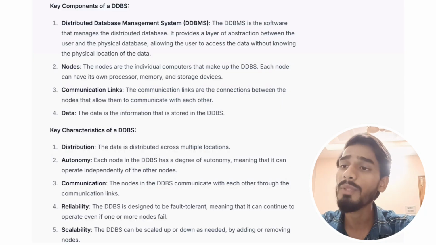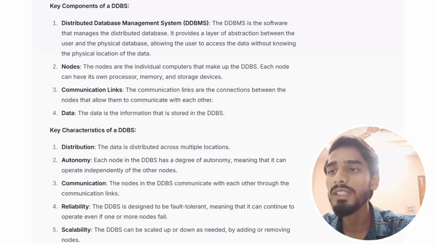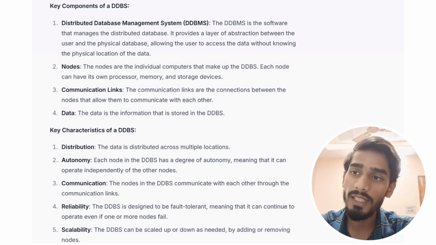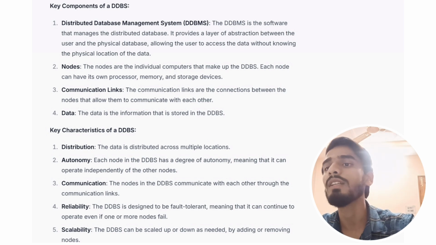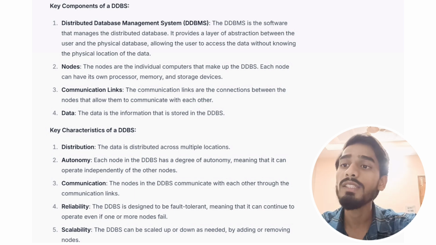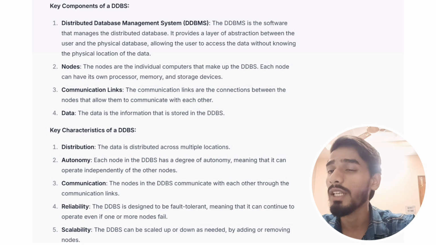Now let us see some key components of a distributed database system. Distributed database management system. The distributed database management system is the software that manages the distributed database. It provides a layer of abstraction between the user and the physical database, allowing the user to access the data without knowing the physical location of the data. Next is nodes. The nodes are the individual computers that make up the distributed database system. Each node can have its own processor, memory, and storage devices.